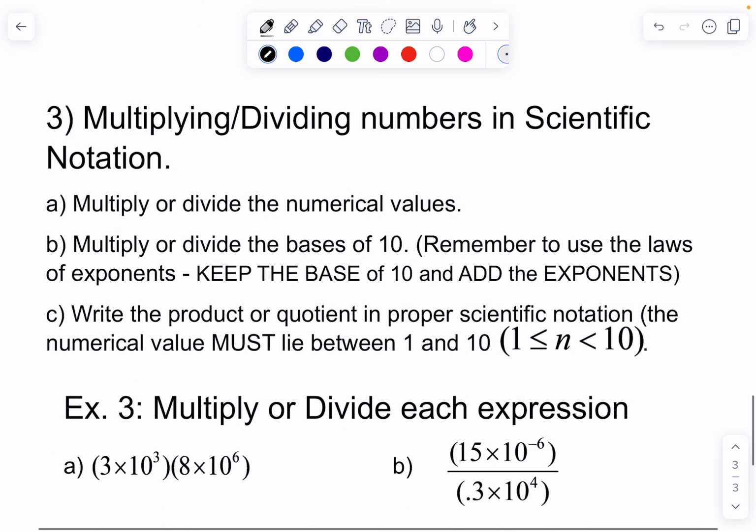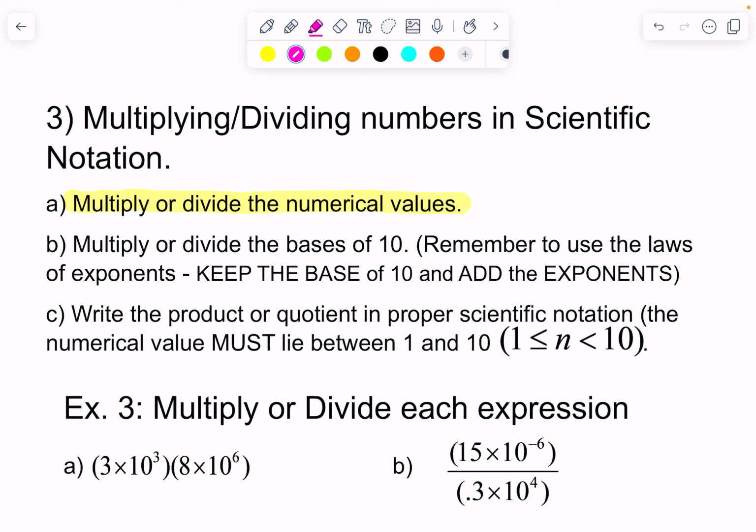Last but not least, sometimes we are going to have to multiply or divide numbers that are in scientific notation. Please follow these very simple steps. Number 1, multiply or divide the numerical values. Then, step 2, multiply or divide the bases of 10. Remember to use your laws of exponents.